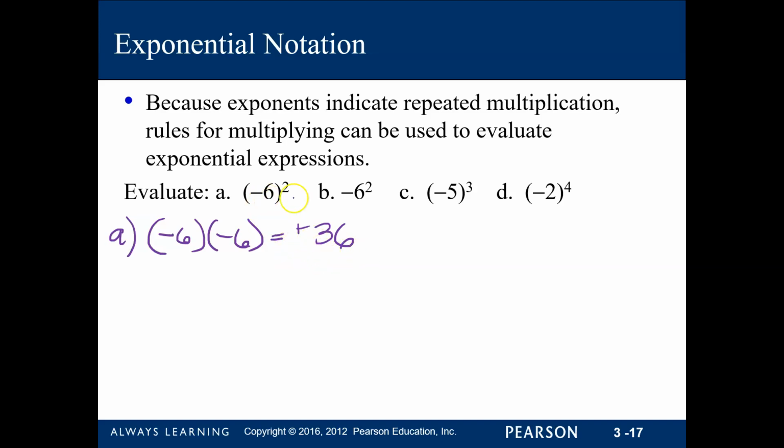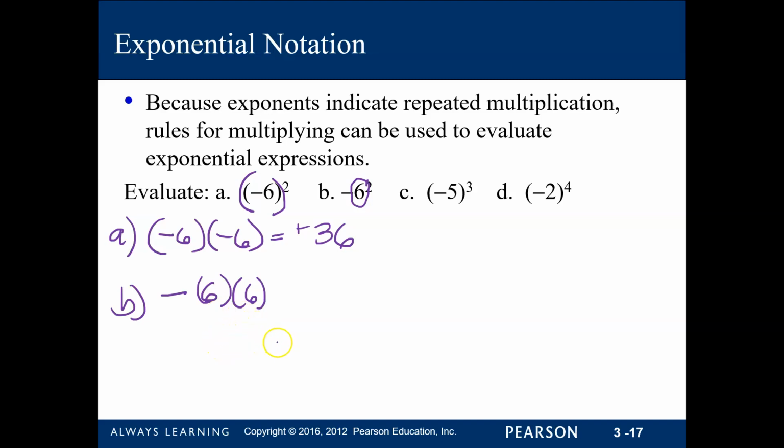Now, how does this differ from letter B? As you can see, the main difference here is that letter B doesn't have parentheses. That means that the exponent 2 only applies to the number 6. It does not apply to the negative itself. In letter A, the exponent 2 applies to the whole integer, to the negative 6. That is why we write this as negative 6 times negative 6. Letter B is actually negative times 6 times 6, okay?